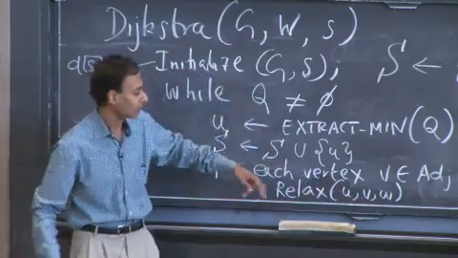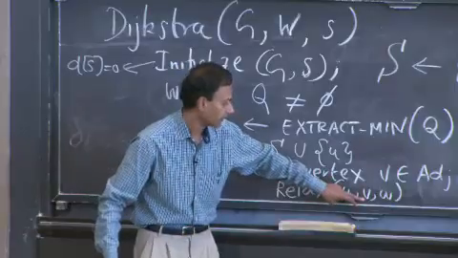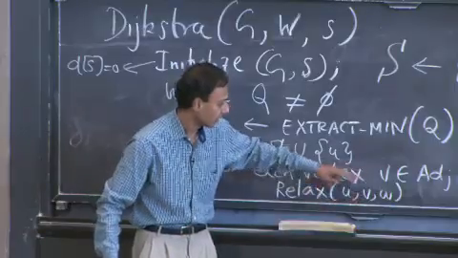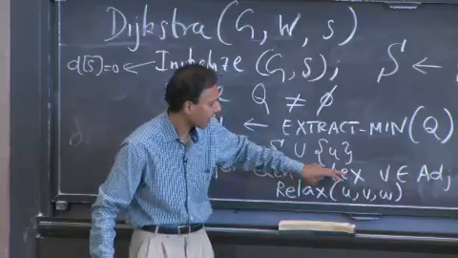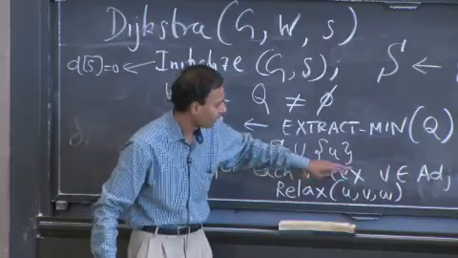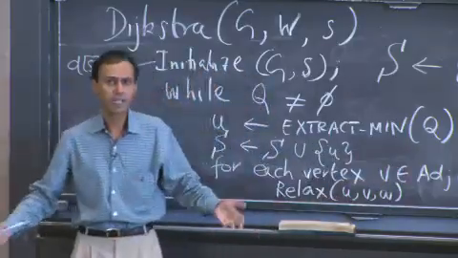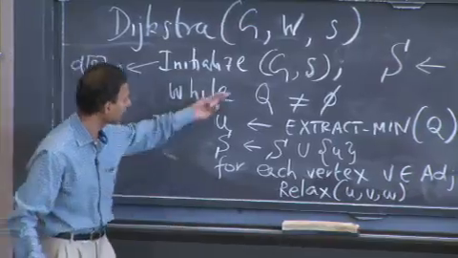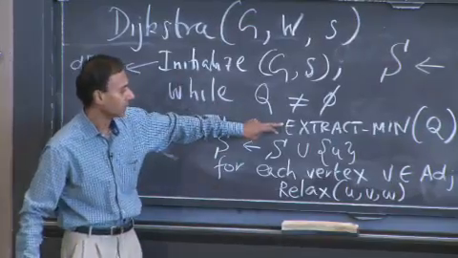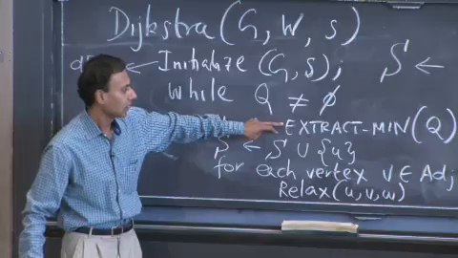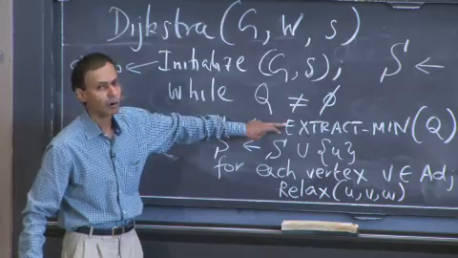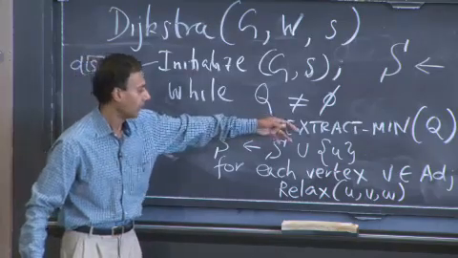It might change the value. It might not, but there's a possibility that it would. And you're going to do this for all of the edges that are emanating out of the vertex U, and so you may be changing a bunch of different priority values. So the next time around, you will get a different minimum priority vertex, and for two reasons.